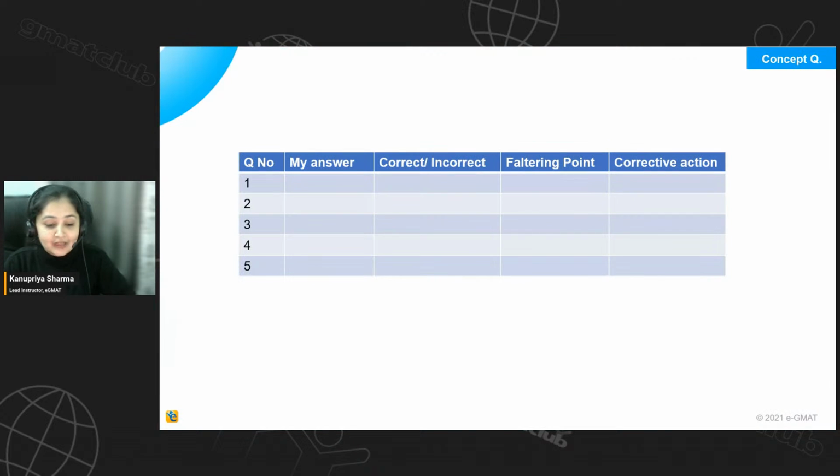Thank you, Soma. Now, before I present those questions, I want you to create this kind of a table. I hope all of you have a pen and a paper with you. So, I want you to create this kind of a table, right?